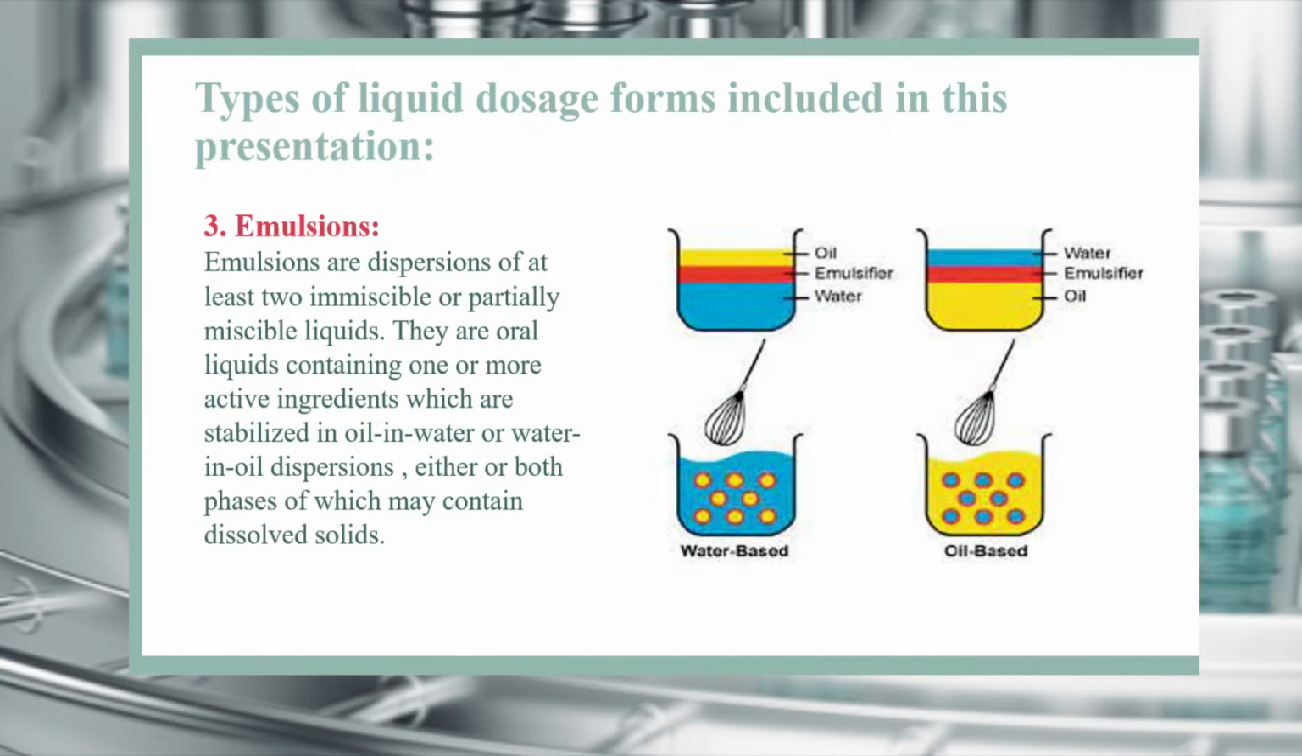3. Emulsions. Emulsions are dispersions of at least two immiscible or partially miscible liquids. They are oral liquids containing one or more active ingredients which are stabilized in oil in water or water in oil dispersion, either or both phases of which may contain dissolved solids.